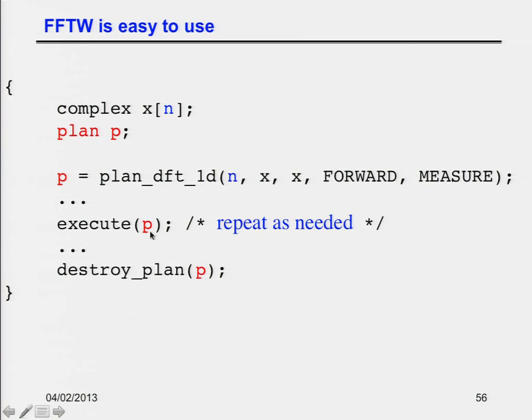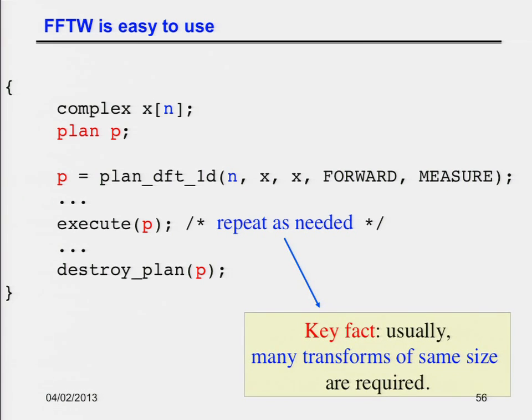And then once you have the plan, you can reuse it whenever you need it. Okay, and then this can be done very quickly. So you can overwrite the vector x, execute the plan again, and this will be extremely fast. And then when you're done, you have to free it, of course. And so this is only worth it if there are going to be many transforms of the same size, as I was saying.